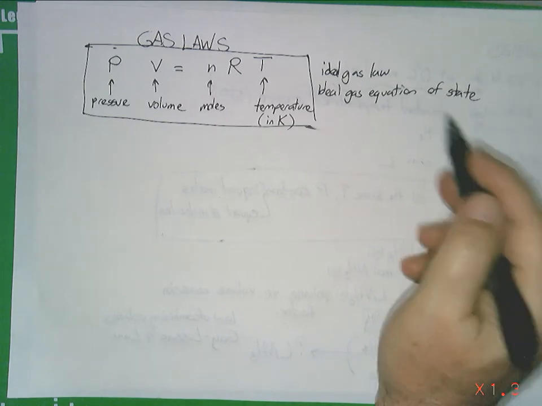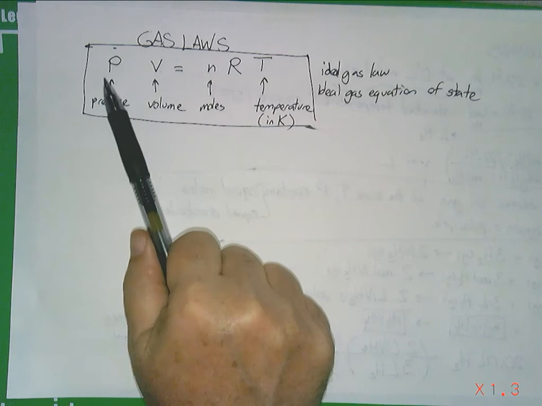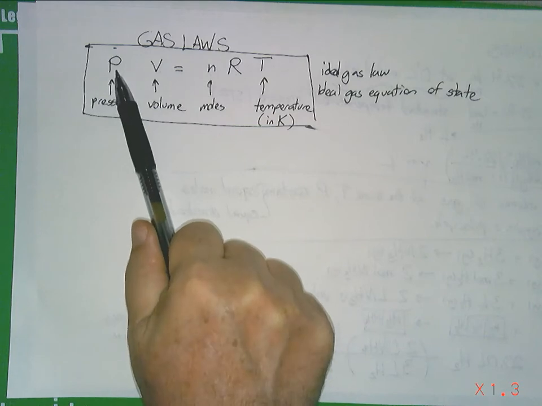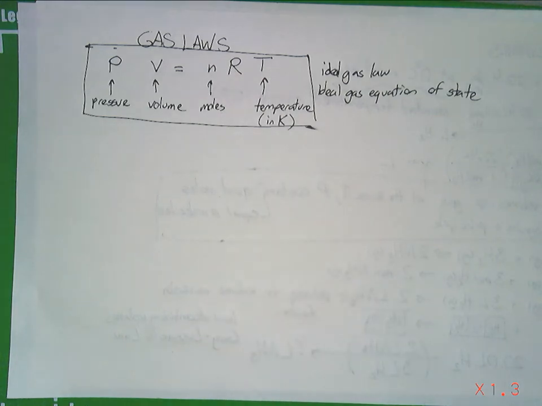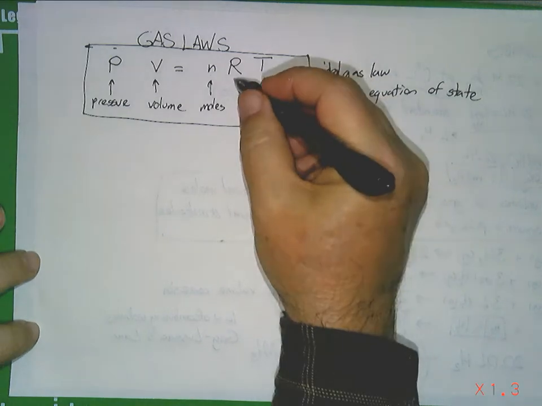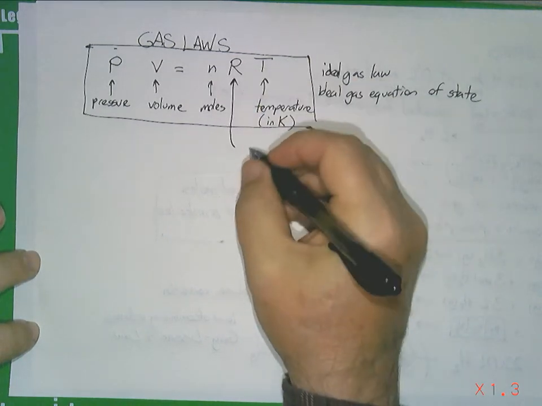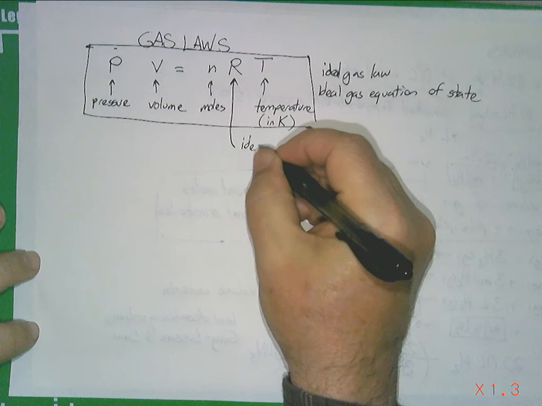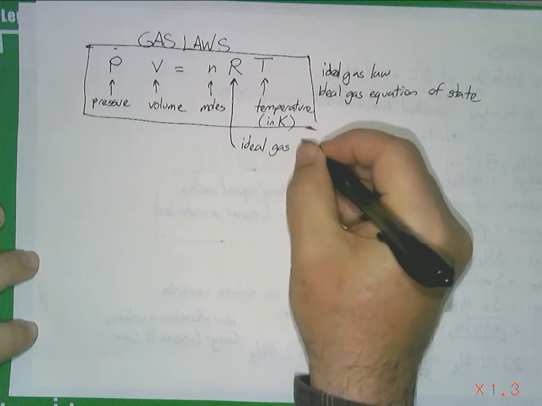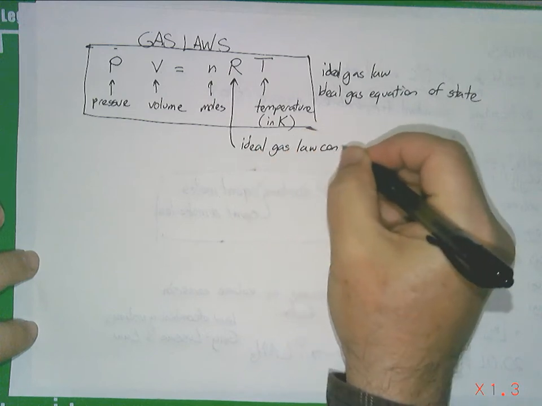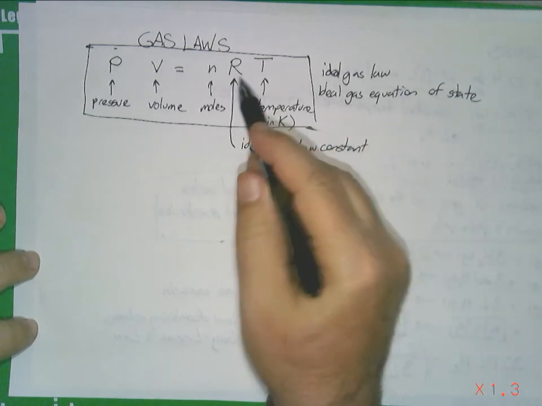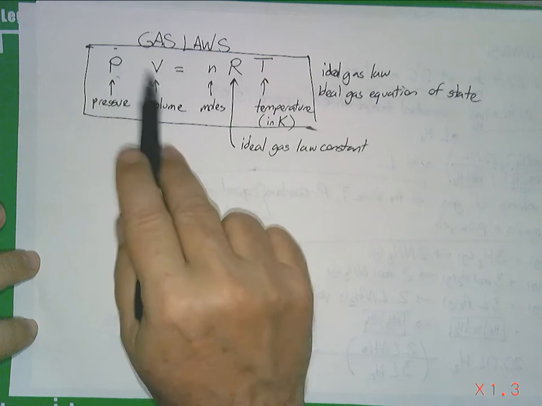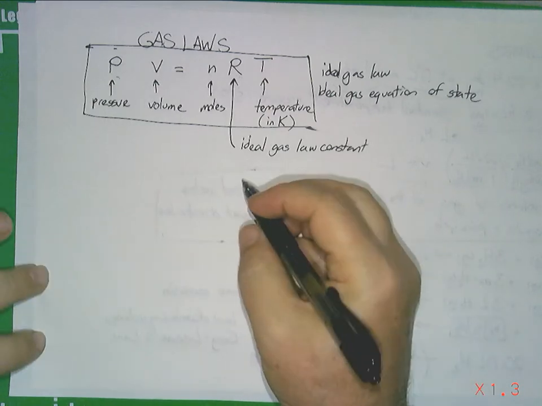Remember in an earlier video we said that you've specified the state of a gas if you've given someone the pressure, volume, moles, and temperature. So that's why it's called an equation of state. This R is something new. This is a constant called the ideal gas law constant. And it can have values that change depending on what units you're using for your pressure and your volume.